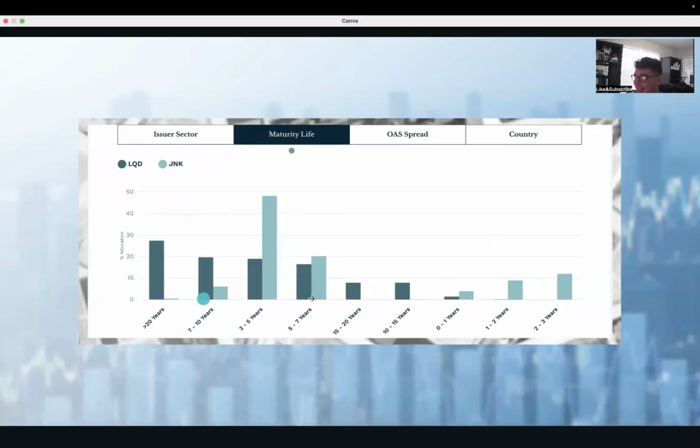Now, the dates, the maturity life, okay, this is also where we start to see some larger discrepancies. LQD has almost 30% over 20 years, right? 20-year bonds.